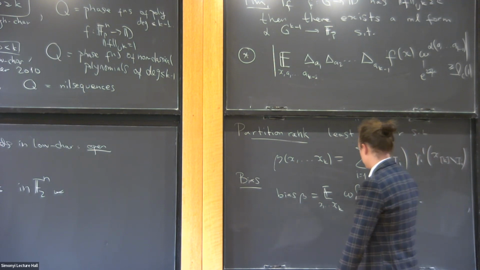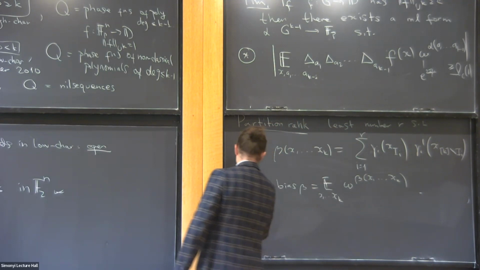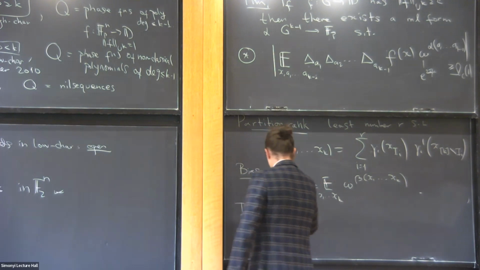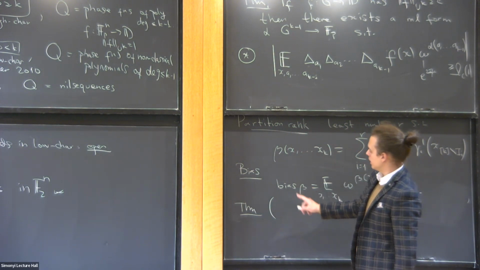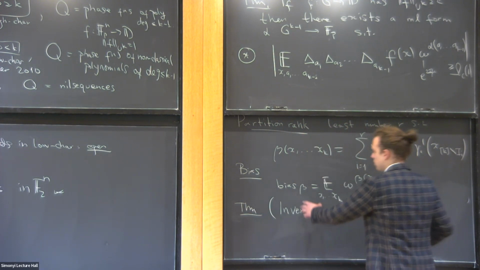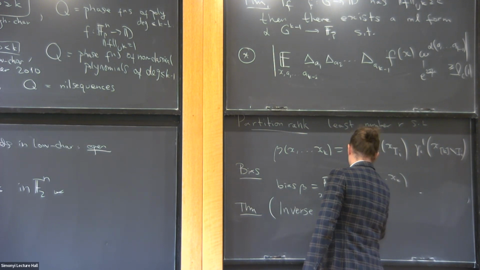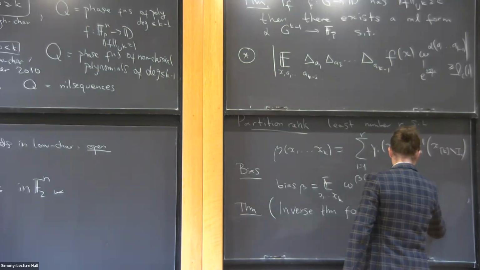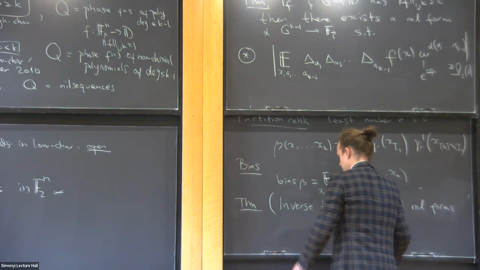And the crucial result here would be the partition versus analytic rank problem. But in the context of this work, I like to think about it as the inverse theorem for biased multilinear maps. So it really describes those maps that have large bias. Inverse theorem for biased multilinear forms. And this, as we've heard, has a long list of names.